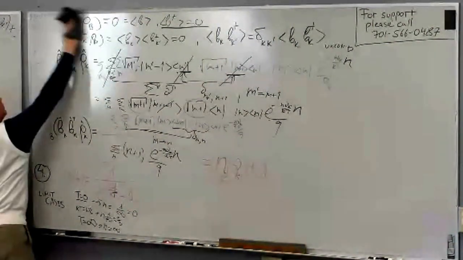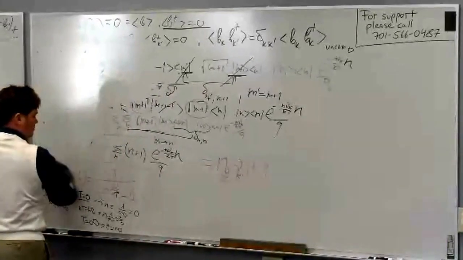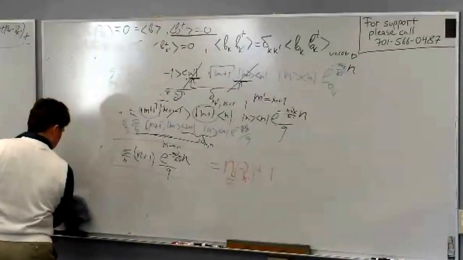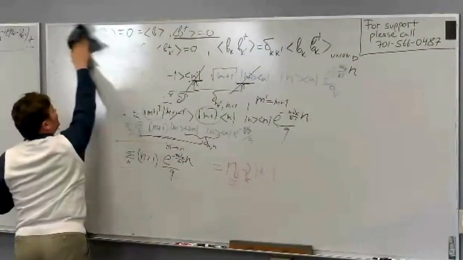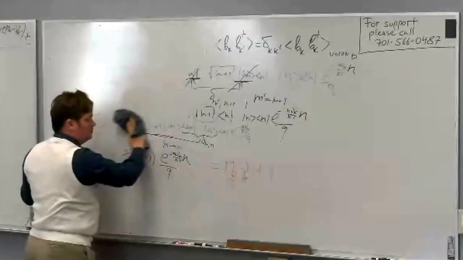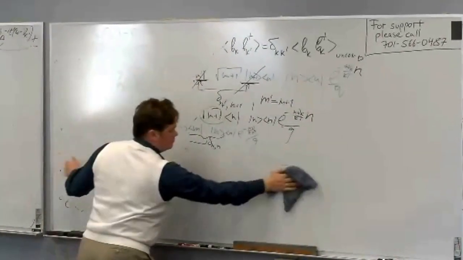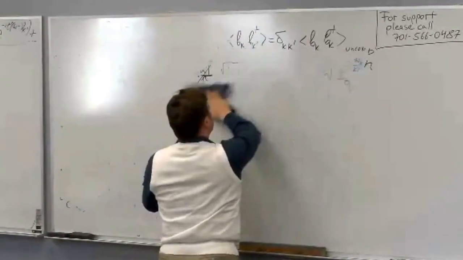So this is N of mu sub k plus 1? Yes. Okay. We don't have to go to our trust. Did we do it?